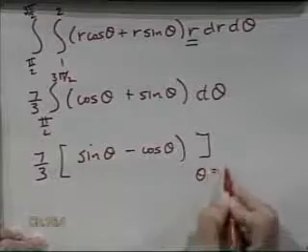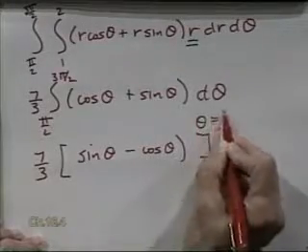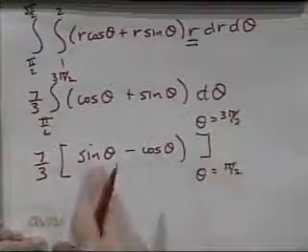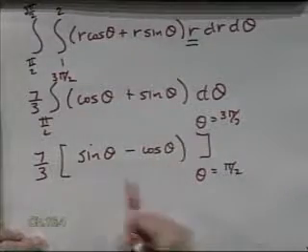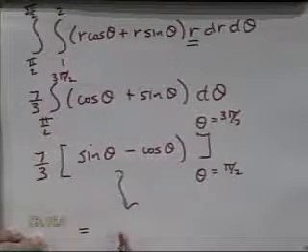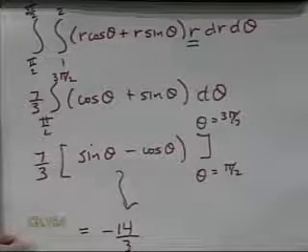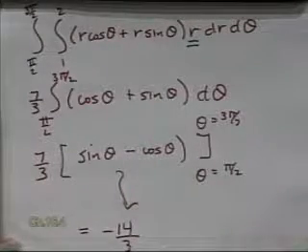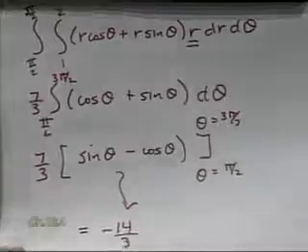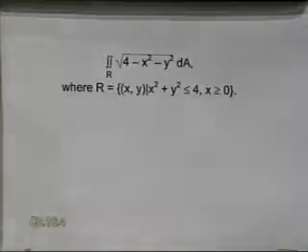And we're going from theta equals pi over 2 to theta equals 3 pi over 2. Pop in the 3 pi over 2, blah, blah, blah, minus pop in the pi over 2. Follow along, and you're going to end up with minus 14/3 for the answer. You can leave that in a little blank, and you can fill that in yourself. Okay? All right, let's look at this one.